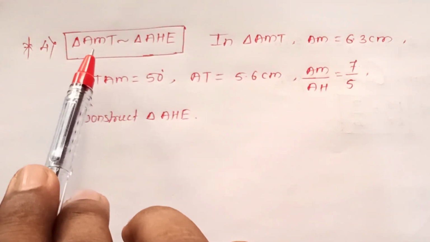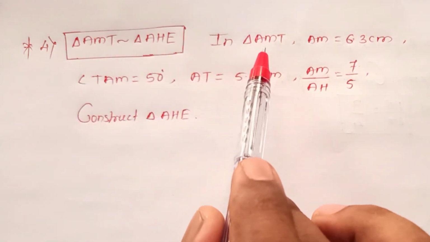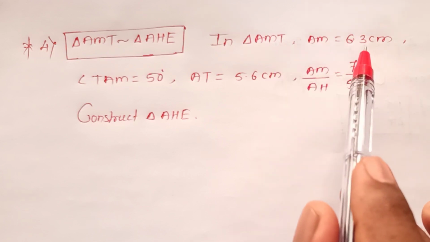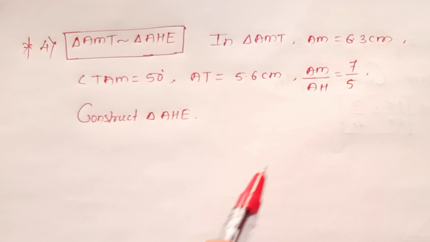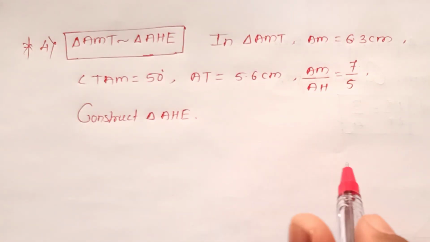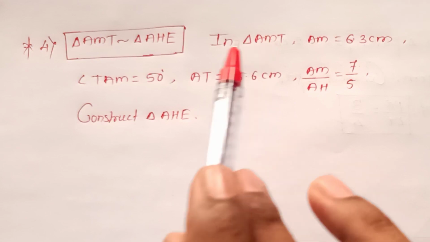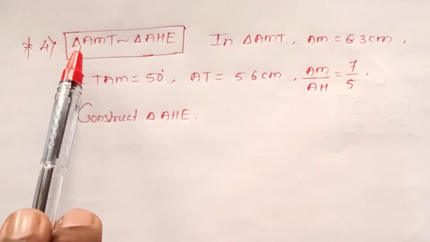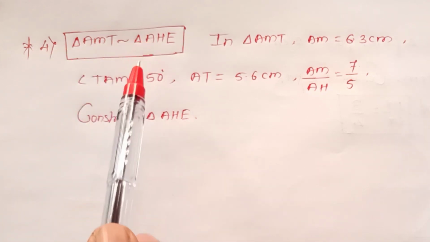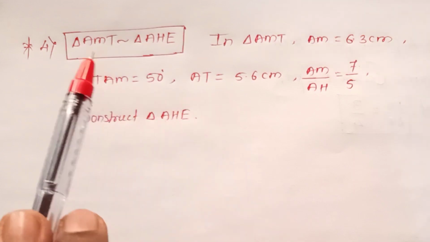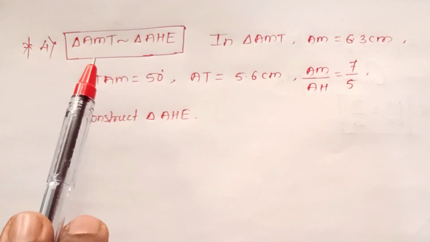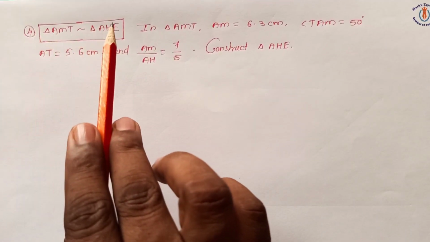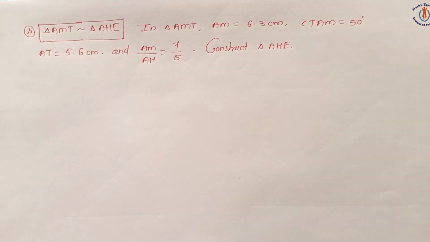Now this 7 is greater than 5 and this 7 corresponds with AM, and AM is the side of this triangle AMT. That means the measures of the bigger triangle are given. So in case of this triangle, we need not extend the base and side of that common angle. But keep one thing in mind, the common vertex should be on a base. So let's construct these two triangles, triangle AMT and triangle AHE, which are similar to each other.